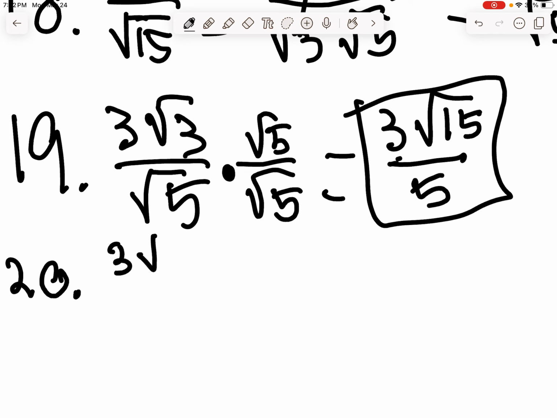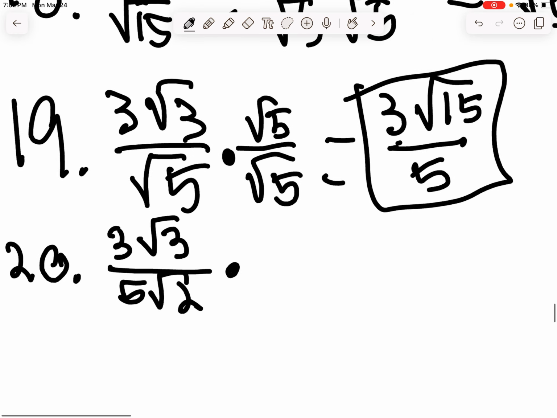3 times the square root of 3, and no, I'm not writing the same problem, over 5 times the square root of 2. This one's a little harder because it's not just a square root, but I believe in us. I believe we can do this. Something about the power of friendship.